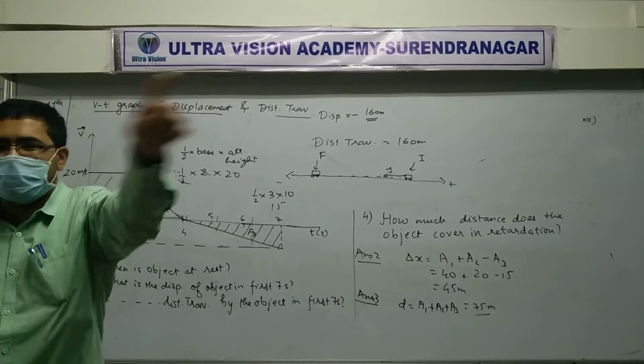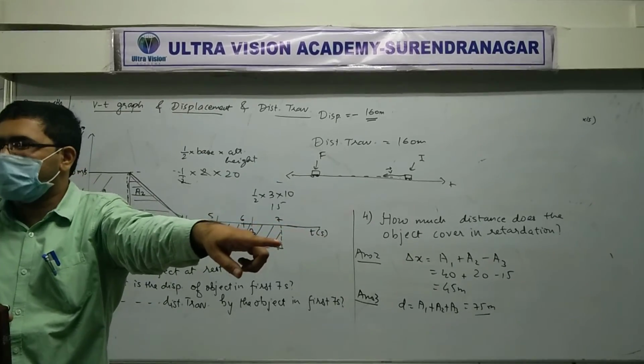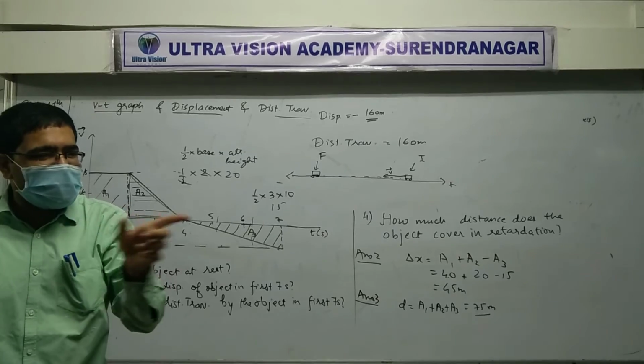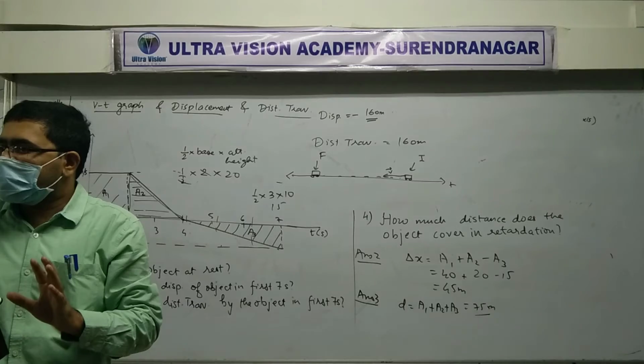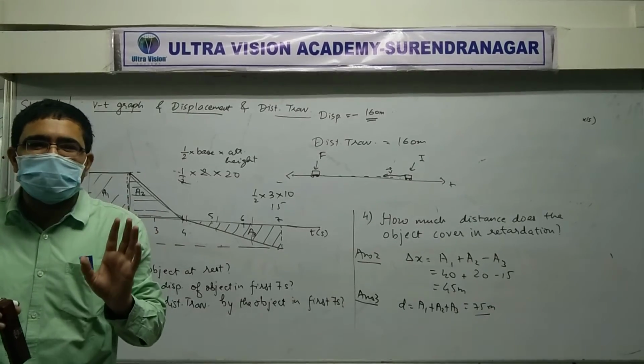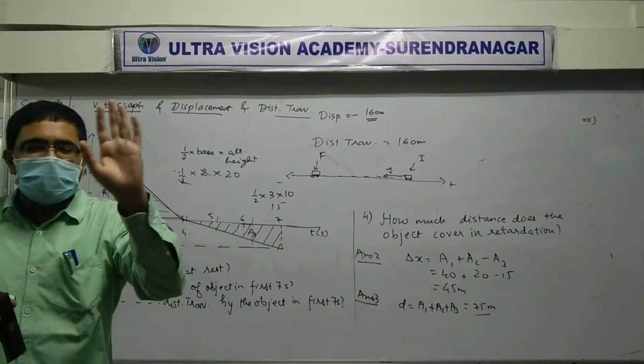And when does retardation occur? That's what her answer is. When velocity and acceleration are in opposite directions, then retardation will occur. Is that okay? That is, speed will decrease. Clear, everyone? Yes. Sit down.